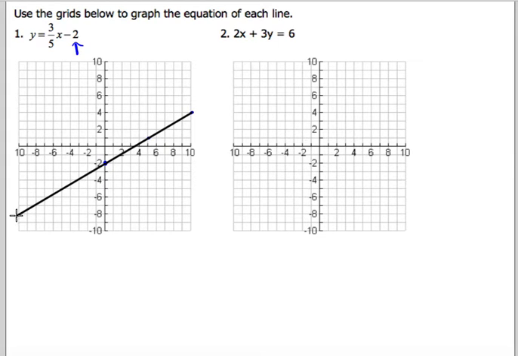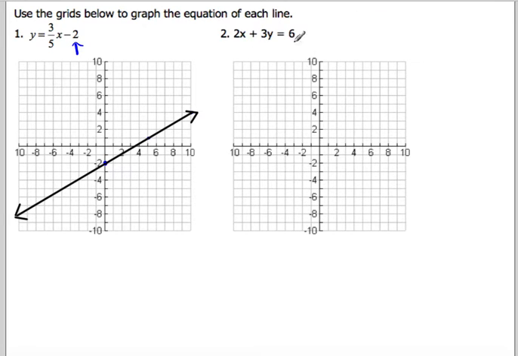Connect the dots, fill the grid, put an arrow on the end of your lines. Very important because we want to show that they go forever. And we should be able to see your dots on your graphing. If I don't see your dots, sometimes I'll think that you're just sort of guessing at where to put the line. So be sure you have those.